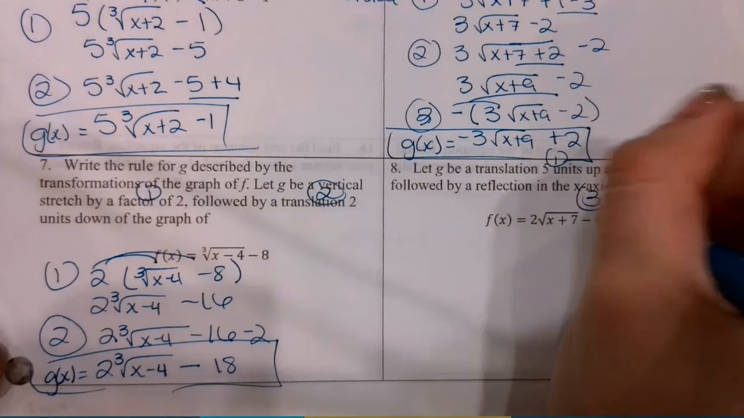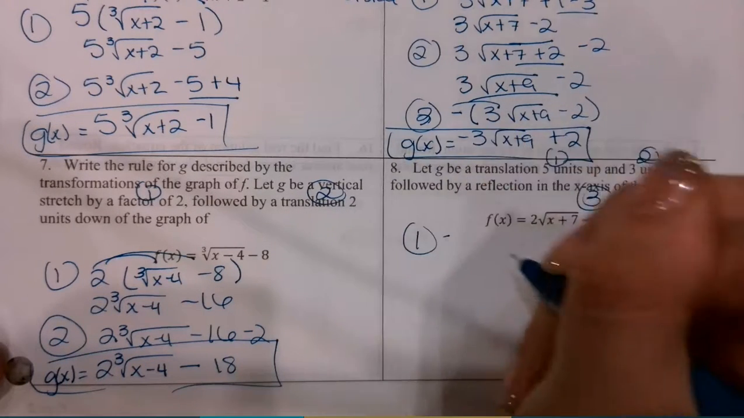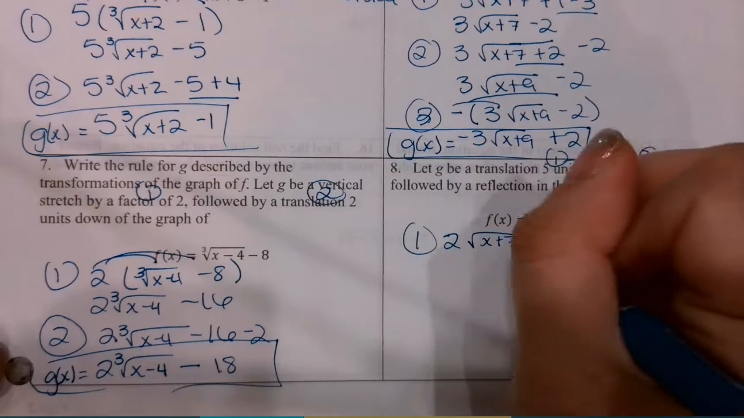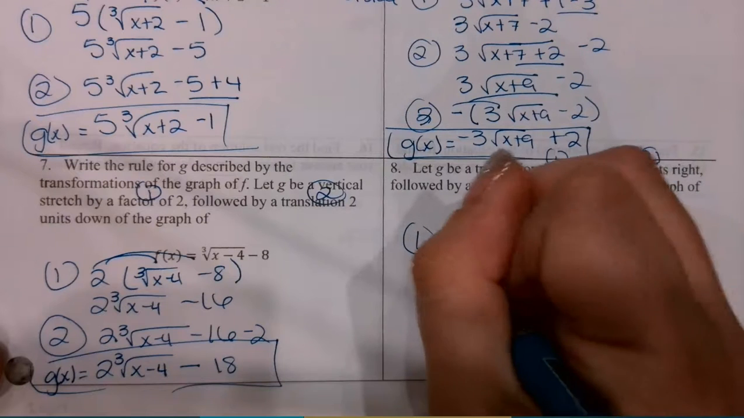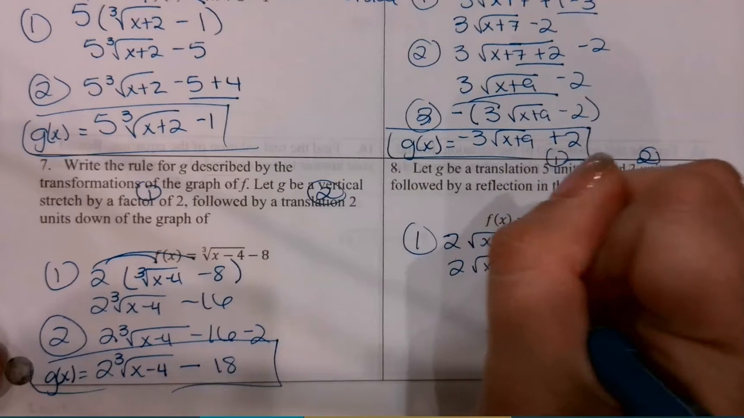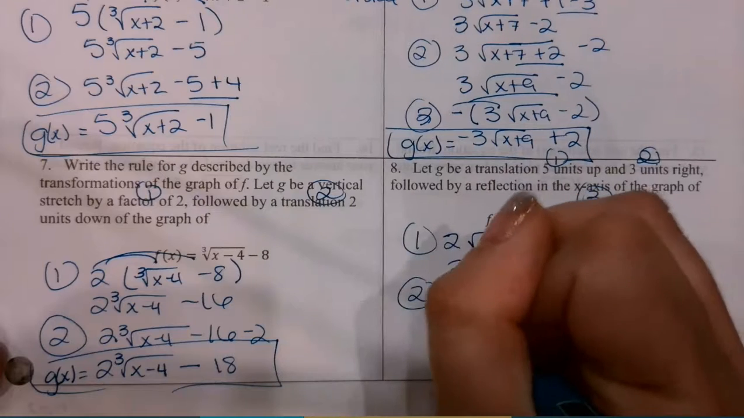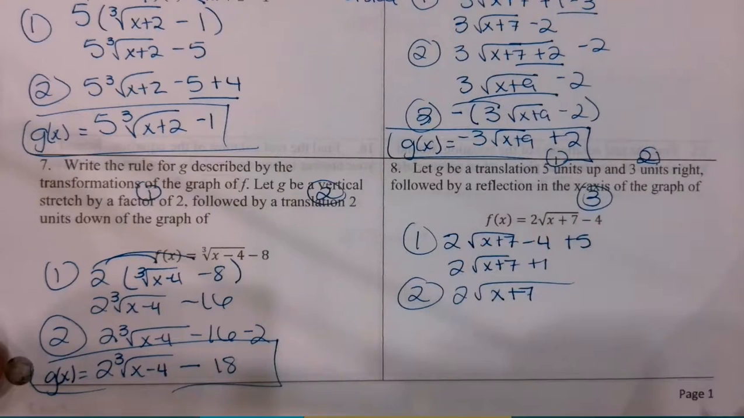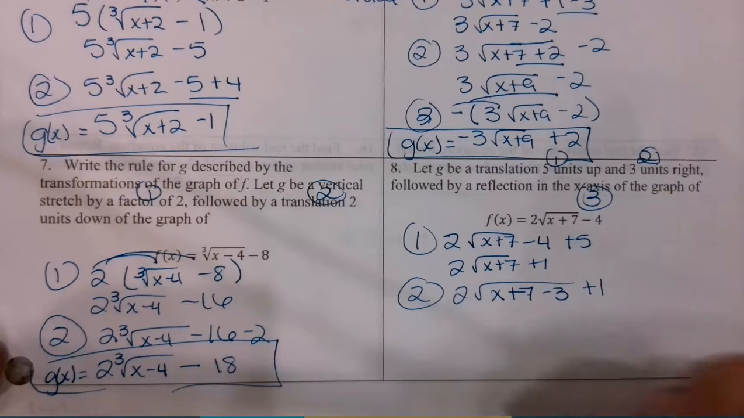And reflection. Okay, my first step is a translation 5 units up, so I want to add 5 to the end. Negative 4 plus 5 gives me positive 1. Then I want to go 3 units right. That right is normally positive, so the opposite of positive is negative 3. And then I still have my plus 1 outside.